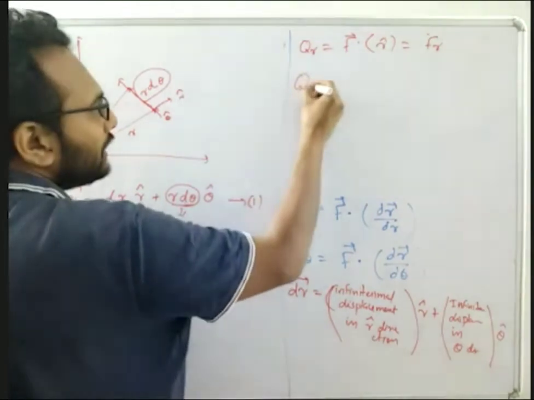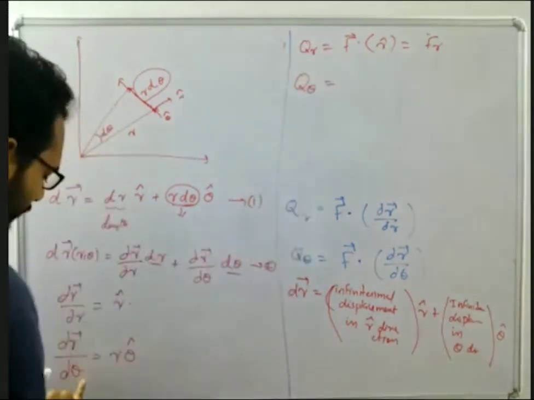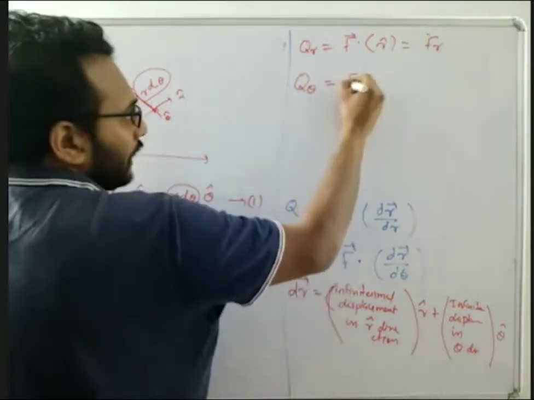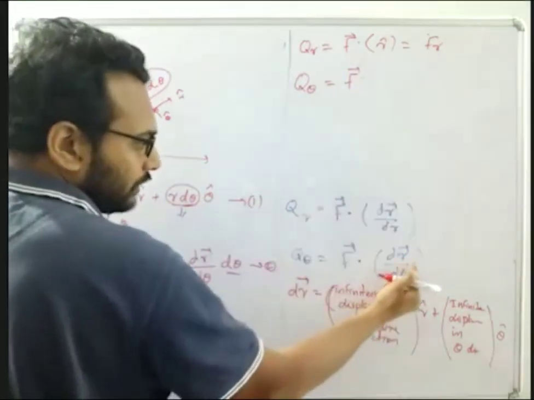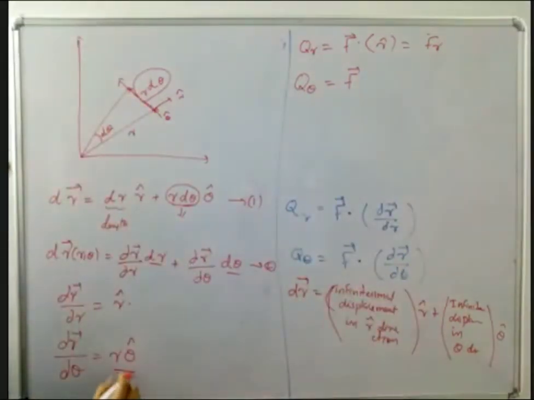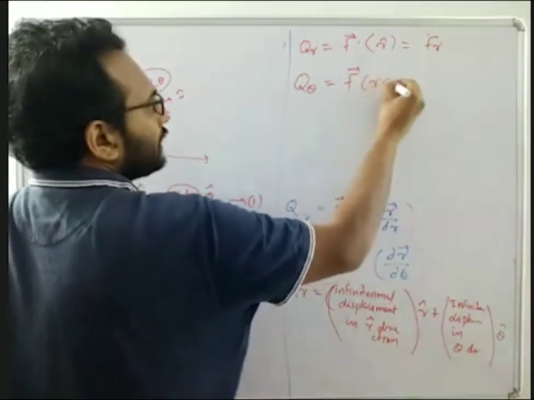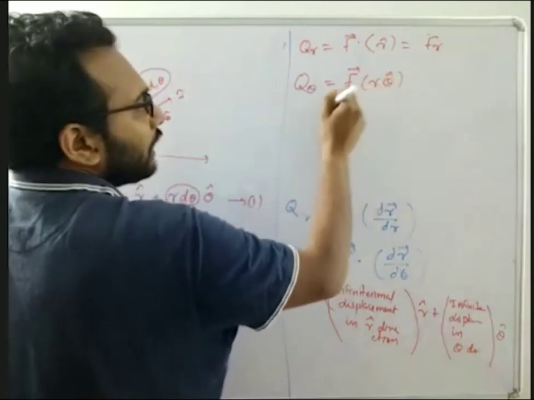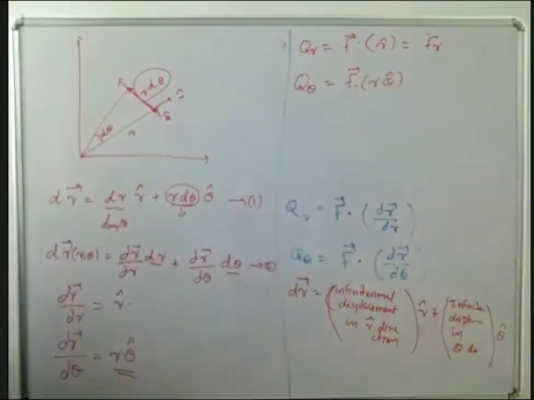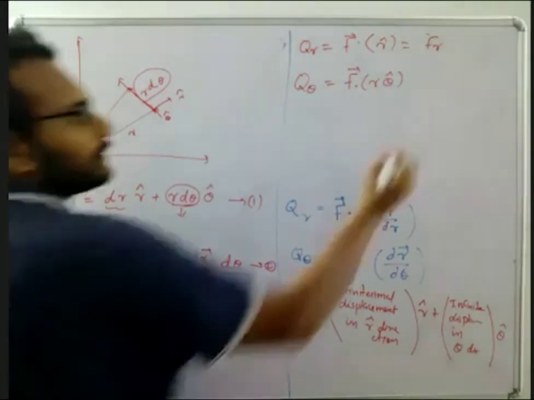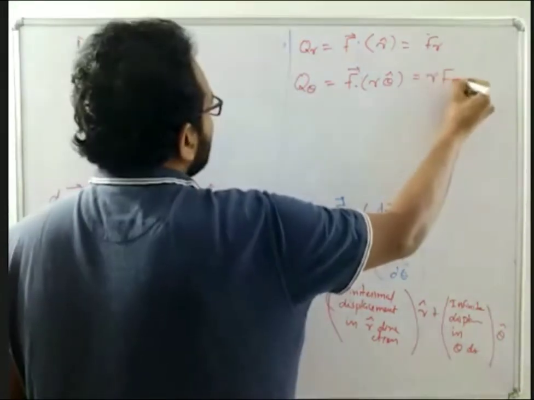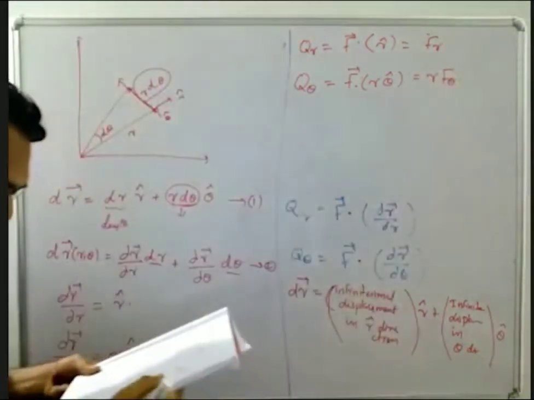What about Q theta, the generalized force in this case? It's equal to F vector dot, what was dou r vector by dou theta? It's r theta cap, okay? So F dot theta cap is just the component of force along the theta cap direction. So this simply you can write as r F theta.